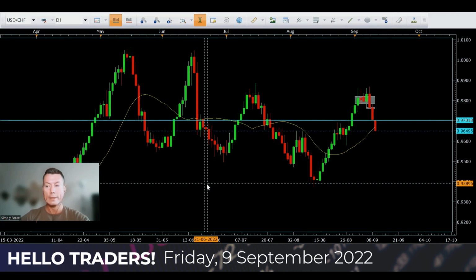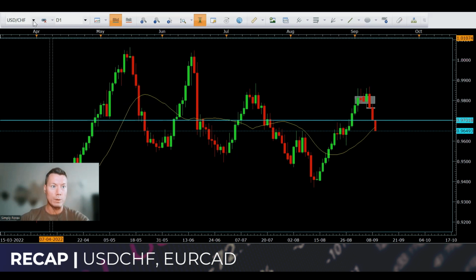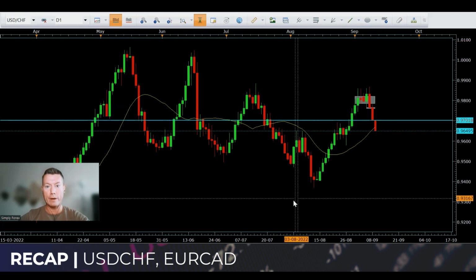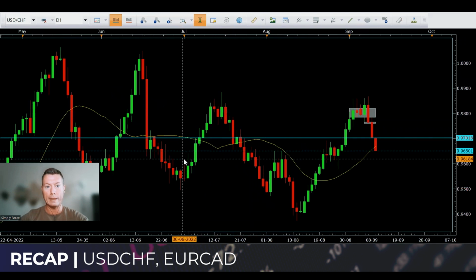All right, so let's start with yesterday's trades. There were two of them, and both were profitable. The first one was this. This was the US dollar against the Swiss franc, guys. And if you remember rightly, we were trying to short this pair.